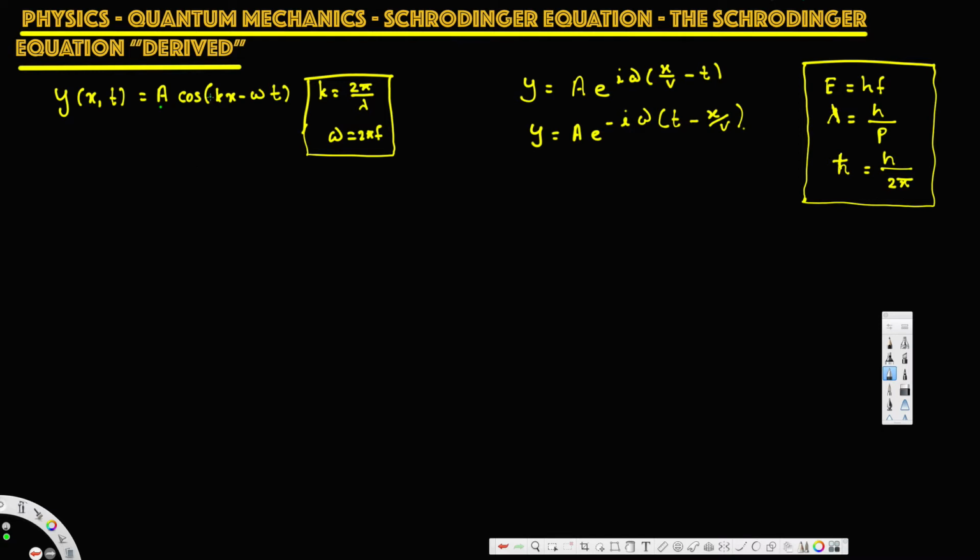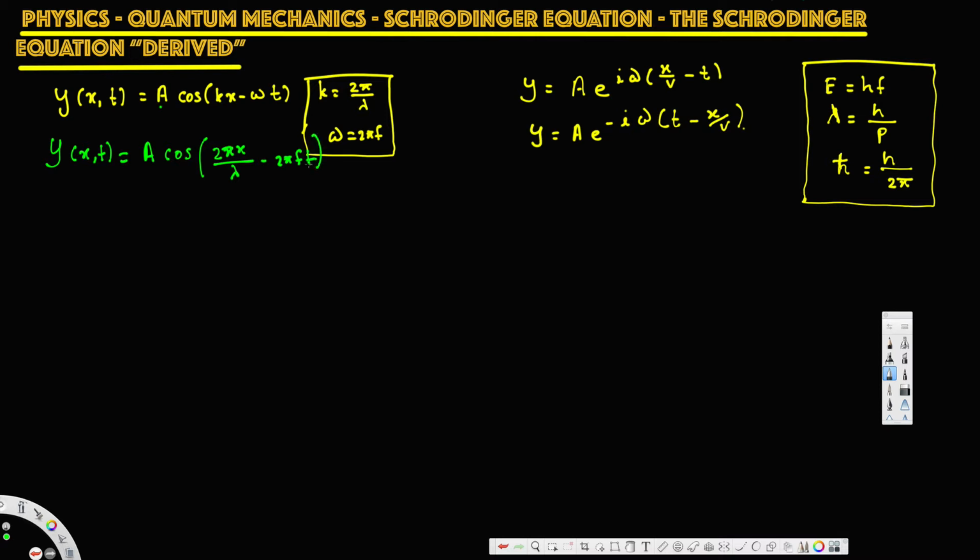Now in here we can replace k with 2π over lambda, and omega with 2πf. Let's go ahead and do that. This is going to be y of x comma t is equal to a cos. Instead of kx, I'm going to replace k with 2π over lambda. So we are going to have 2πx divided by lambda minus, instead of omega, I'm going to plug in 2πf, so this is going to be 2πft.